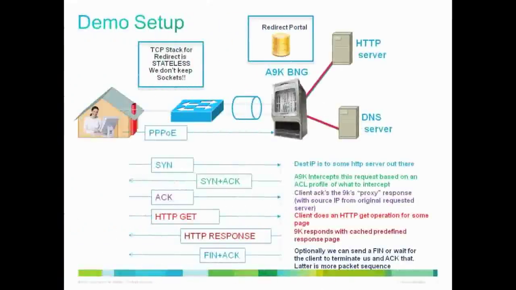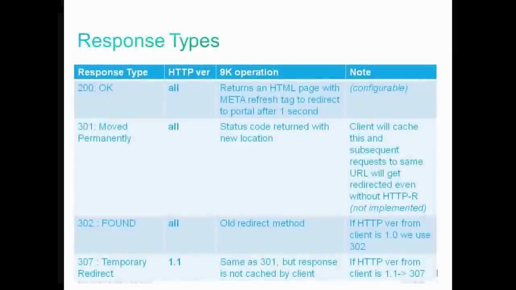The setup for this demo is very simple. A Mac PC is connected via PPPoE to the ASR9000 under test. Behind this 9K is a DNS server that will return the official destination addresses for the web servers targeted. The A9K will intercept the HTTP packets and provide a redirect page, and the browser will then connect to the redirect portal instead. There are several options to do a redirect, which are outlined here.